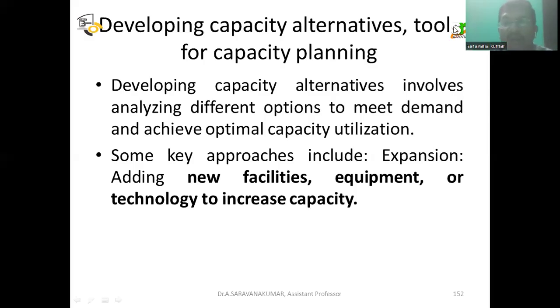Hi everyone. Today we are going to discuss a very important topic: developing capacity alternatives, a tool for capacity planning. Developing capacity alternatives involves analyzing different options to meet demand and achieve optimal capacity utilization. Some key approaches include expansion: adding new facilities, equipment or technology to increase capacity.